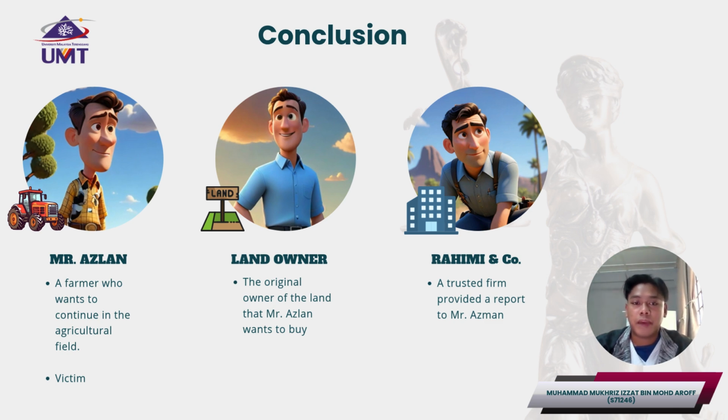Let us first recap who was involved in this case. First, Mr. Azlan is a farmer who became the victim in this case. The second is the landowner, the original owner of the land that Mr. Azlan intended to purchase. And the last one is Rahimi and Co., a firm trusted by Mr. Azlan to conduct a background check on the land.